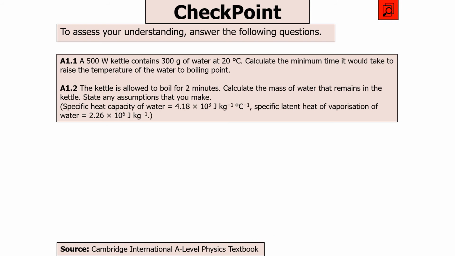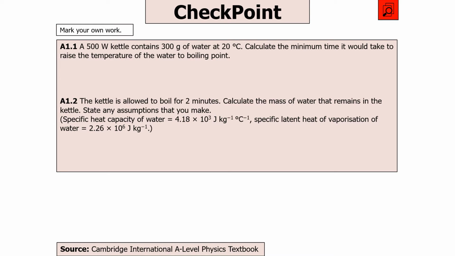The next question says, a 500 watt kettle contains 300 grams of water at 20 degrees Celsius. Calculate the minimum time it would take to raise the temperature of the water to boiling point. Then the kettle is allowed to boil for 2 minutes. Calculate the mass of the water that remains in the kettle, stating any assumptions that you make. So pause the video now, then unpause the video when you want to go through your answer.